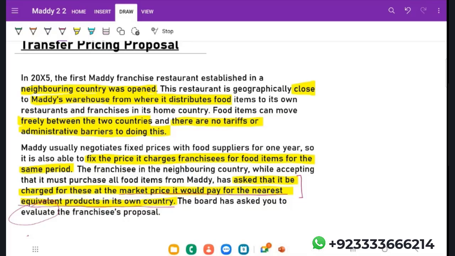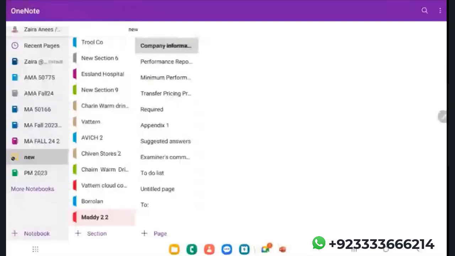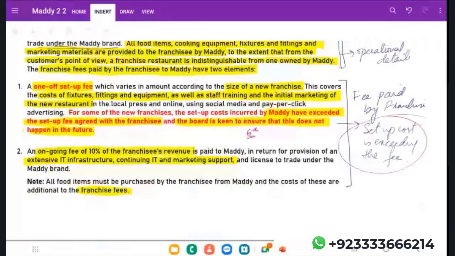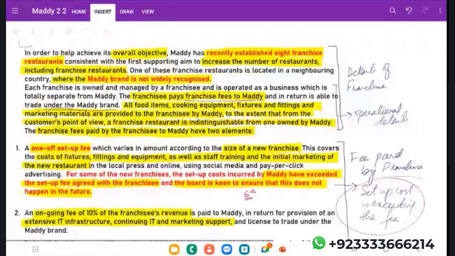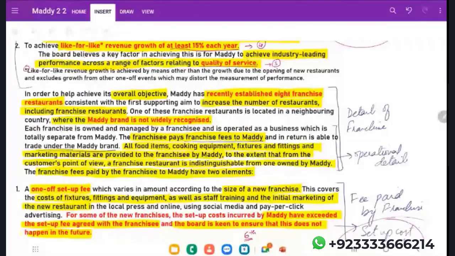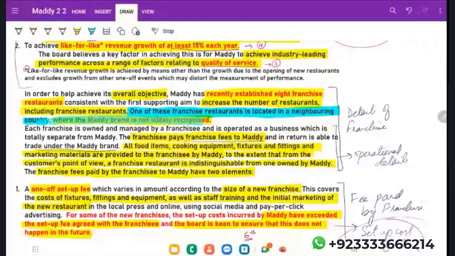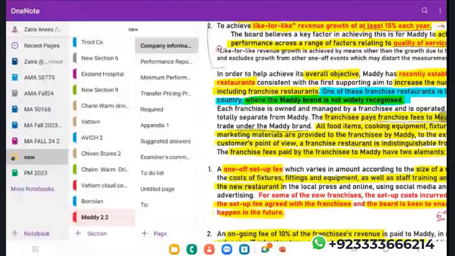Okay. So what are the factors which are in favor of this offer? Let's move to those points. In the initial part, something was given. Yeah, give us a point. Let me try to highlight it with a different color so that you can understand. One of these franchise restaurants is located in the neighboring country where the Medi brand is not widely recognized. This is one point which was given in the first part.